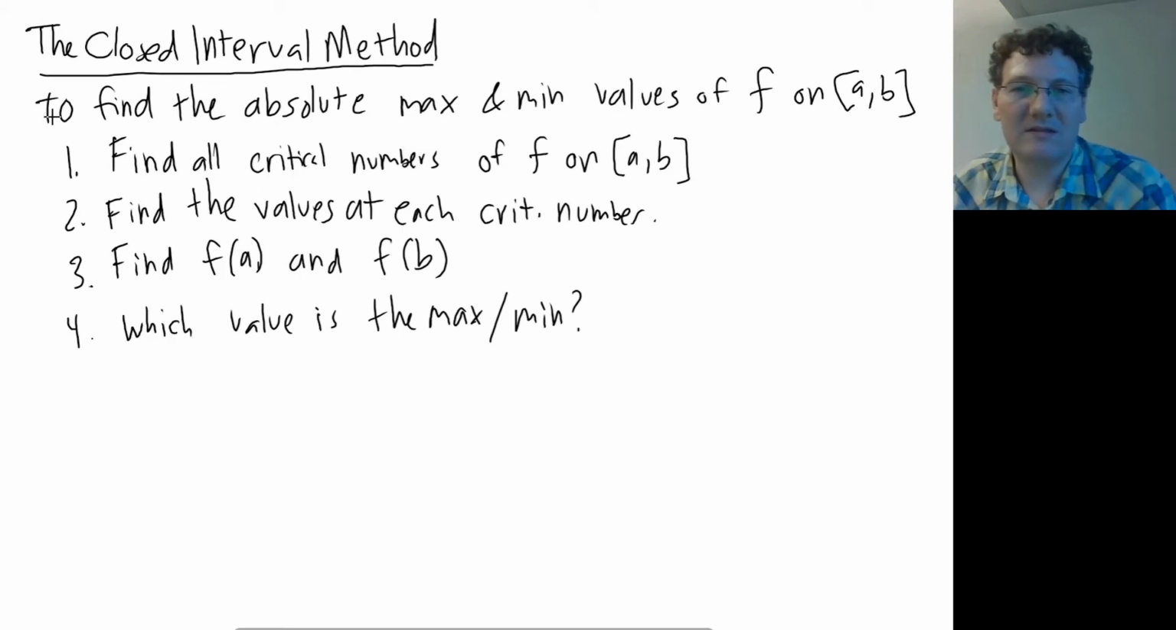So this leads to the method that we use to find the absolute max and minimum values of a function on a closed interval, called the closed interval method. Basically, you have to find all the critical numbers and evaluate the function at all those critical numbers. You then find the value of the function at the two endpoints, and then you just compare them. Which of those values is the largest? Which of them is the smallest? Then you're going to have your absolute maximum and absolute minimum values of the function.